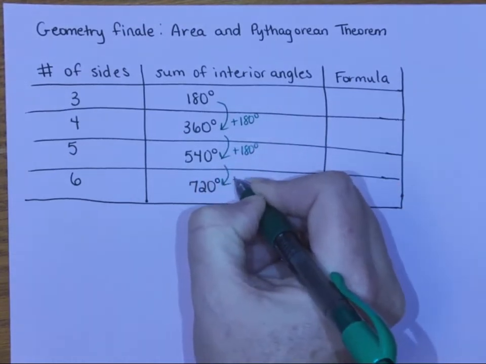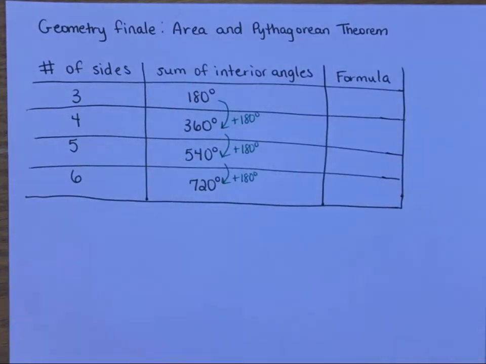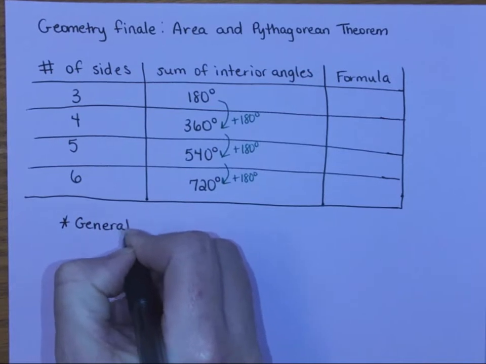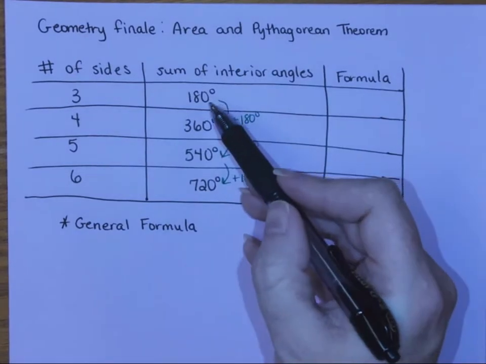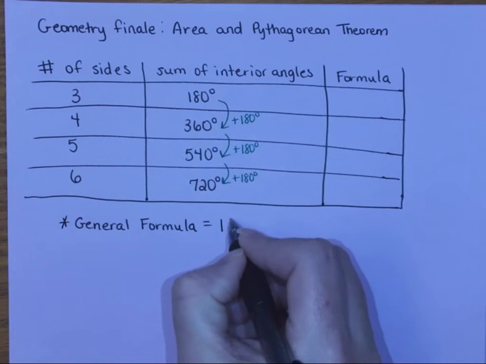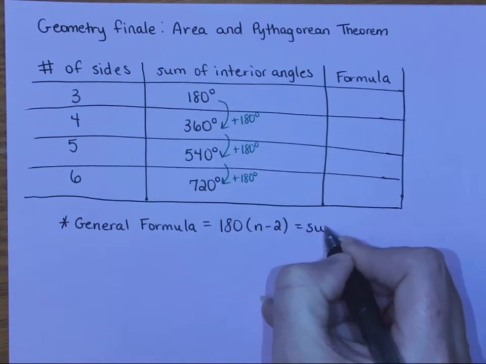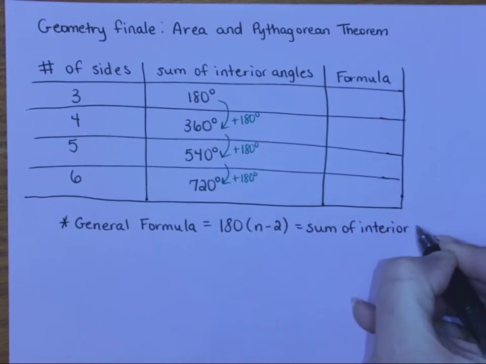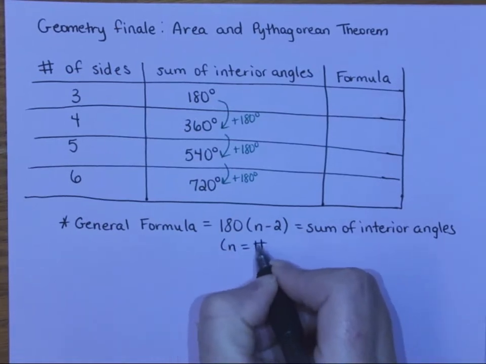But let's say I wanted to ask you about a 20-sided figure, and you didn't want to have to list this table down to 20 figures. That's where a general formula comes in handy. We know it has something to do with 180, right? But we don't want to say it's 180 times the number of sides, because that would mean it should be 3 times 180 for a triangle. So actually the general formula is 180 times (n minus 2). This is always the sum of the interior angles, and n is the number of sides.